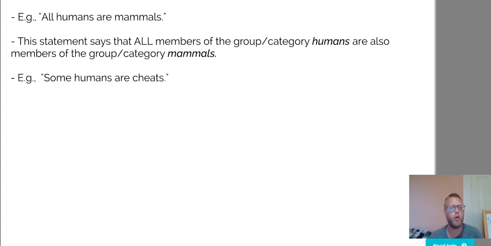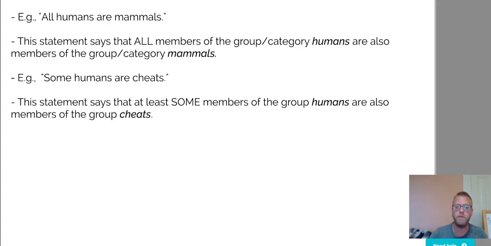What about some humans are cheats? Well, that's saying that there's some members of the group humans are also members of the group cheats. Right? So you can imagine a group where you put all the cheats. Well, some of those members are also human beings, right? Probably all of them. I don't know if there's any animal cheaters. I think there might be in the animal world. Some animals do use deception to get what they want. So it's maybe a large group, but it certainly includes some humans, but not perhaps all, hopefully.